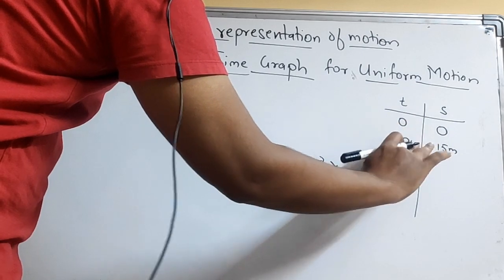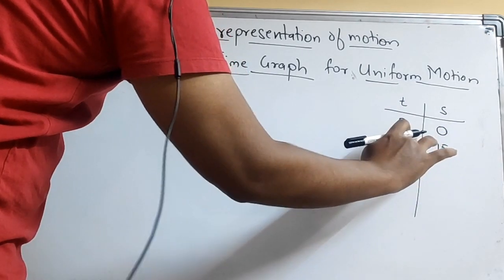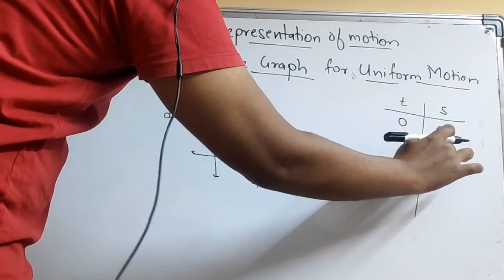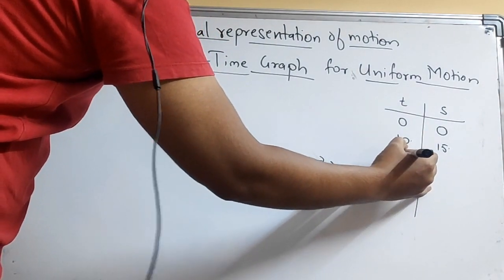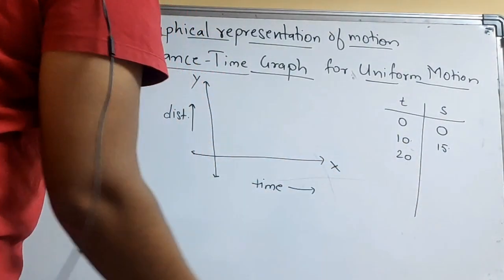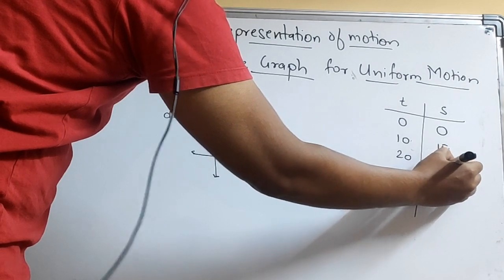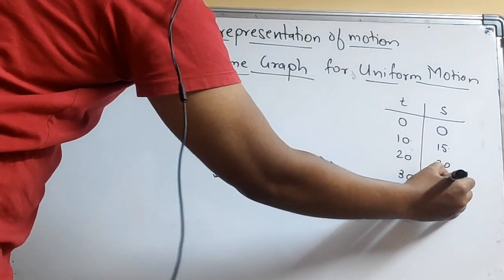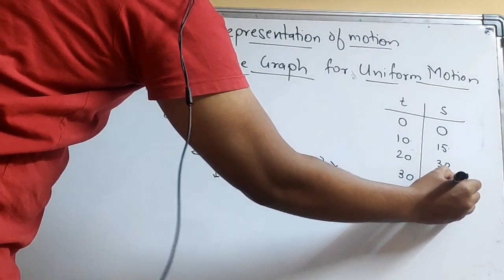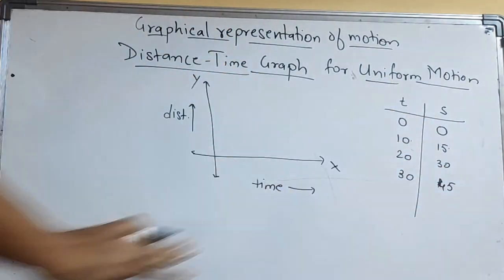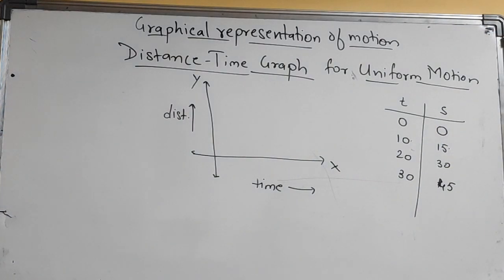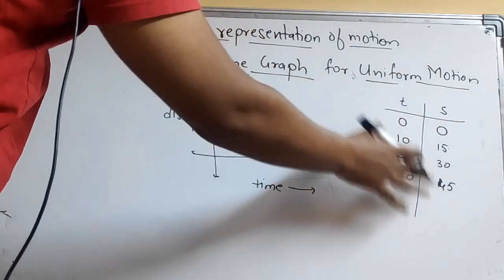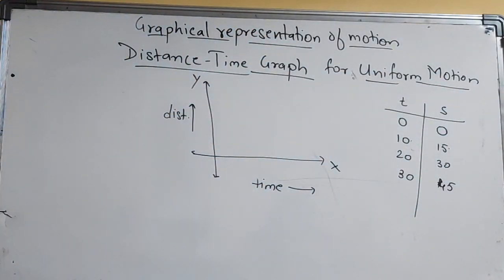I will not write this, I don't want you to get confused between this seconds and this s. At 20 seconds the object covers 30 meters. At 30 seconds the object covers 45 meters. I'll only consider these points for the time being. So what we are going to do is represent all these points on this graph.